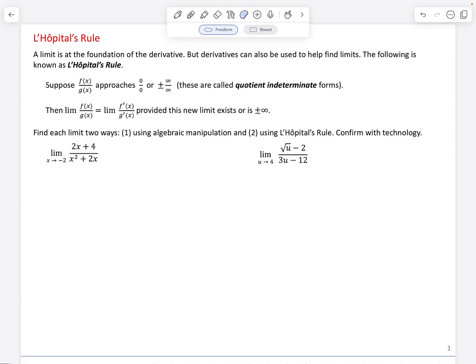Calculus students, hello. This lecture will be on something known as L'Hopital's rule. L'Hopital was a French mathematician, and this rule is named after him.